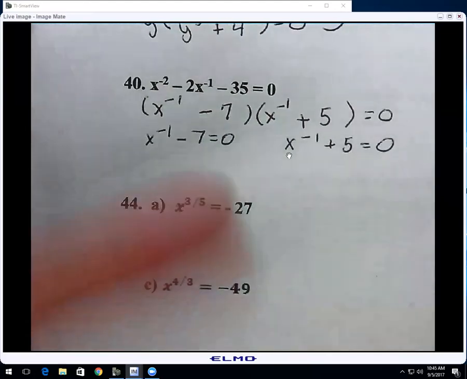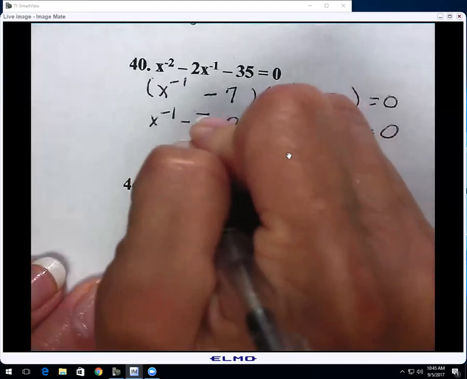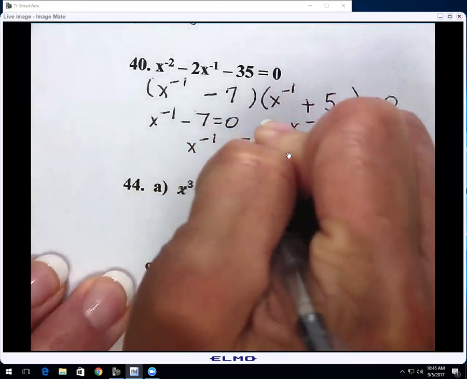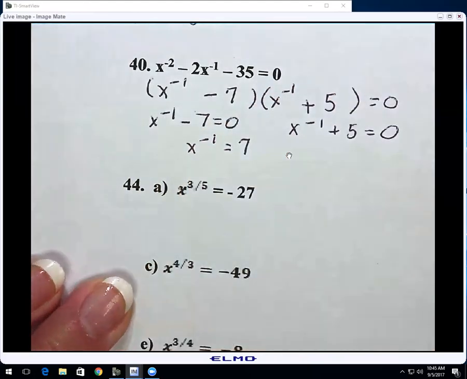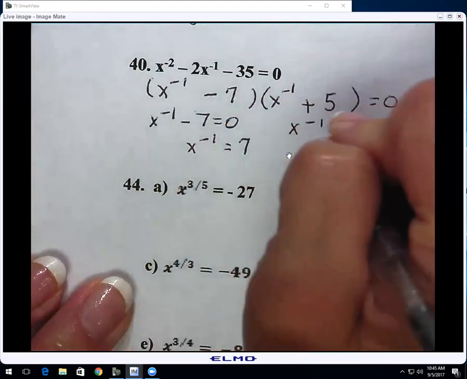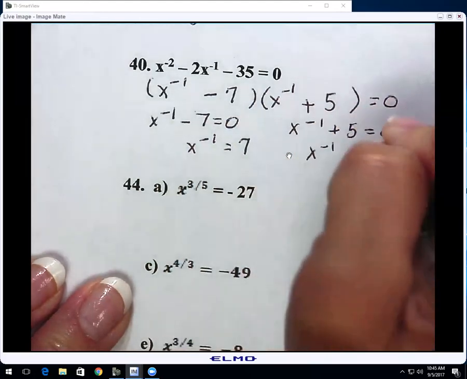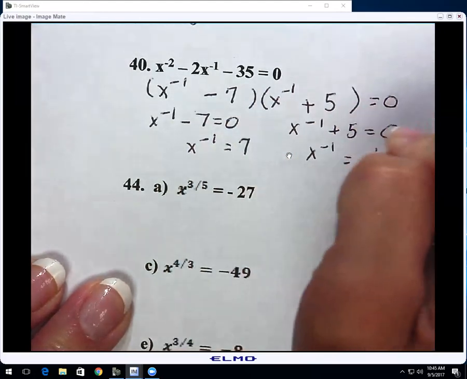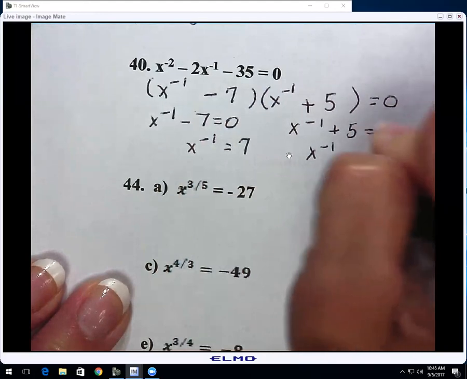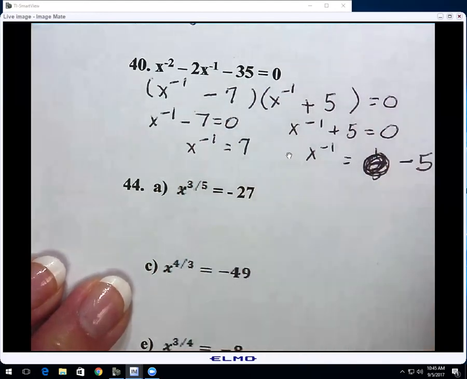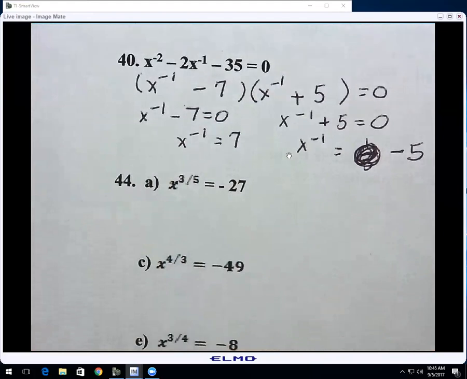All right, let's see if that'll work. Add 7 to both sides, we get x to the -1 equals 7. Second equation, subtract 5 from both sides, and we get x to the -1 equals 1/5. No, I'm sorry, I'm telling you the answer. I got ahead of myself. Subtract 5 from both sides, you get x to the -1 equals -5.